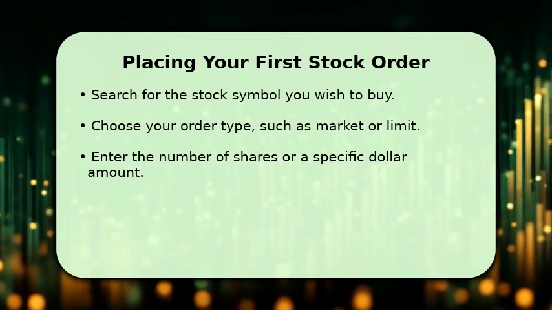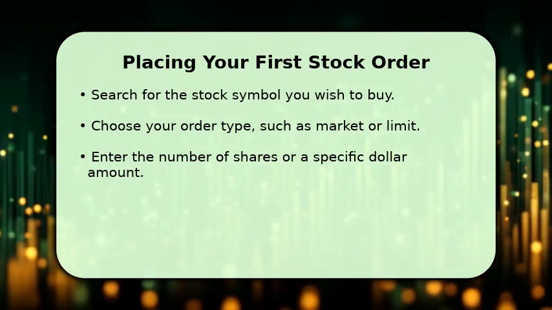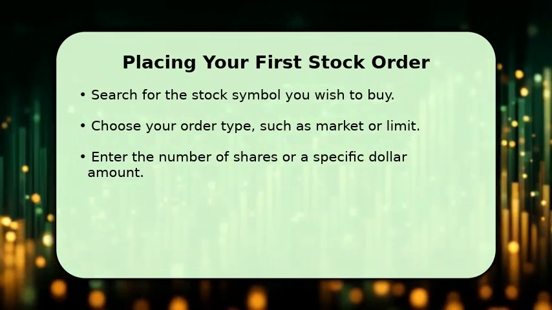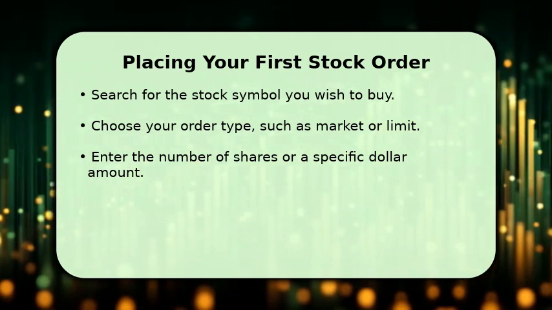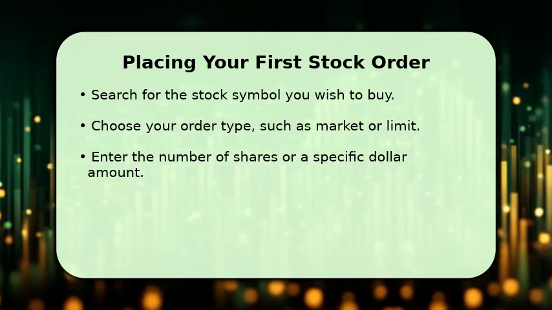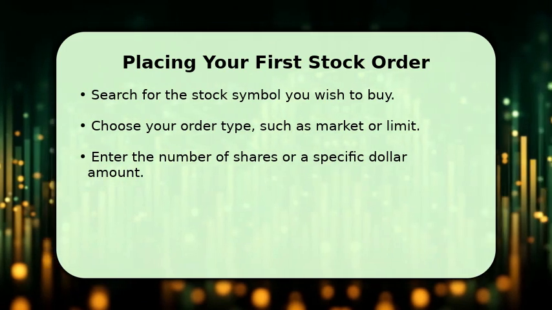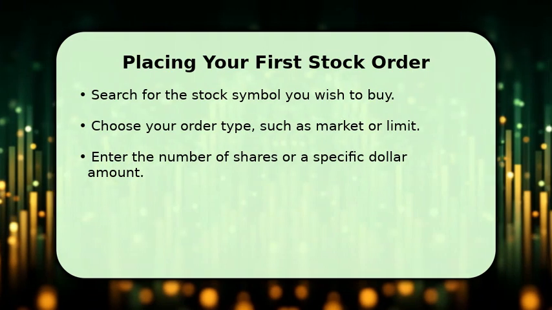Now that your account is funded, you're ready to place your first stock order. Navigate to the search bar and type in the ticker symbol of the company you want to invest in. Once you've found it, select Trade and choose your preferred order type. A market order executes immediately at the current price, while a limit order lets you set a specific price you're willing to pay. Enter the number of shares or a dollar amount, then confirm your trade.